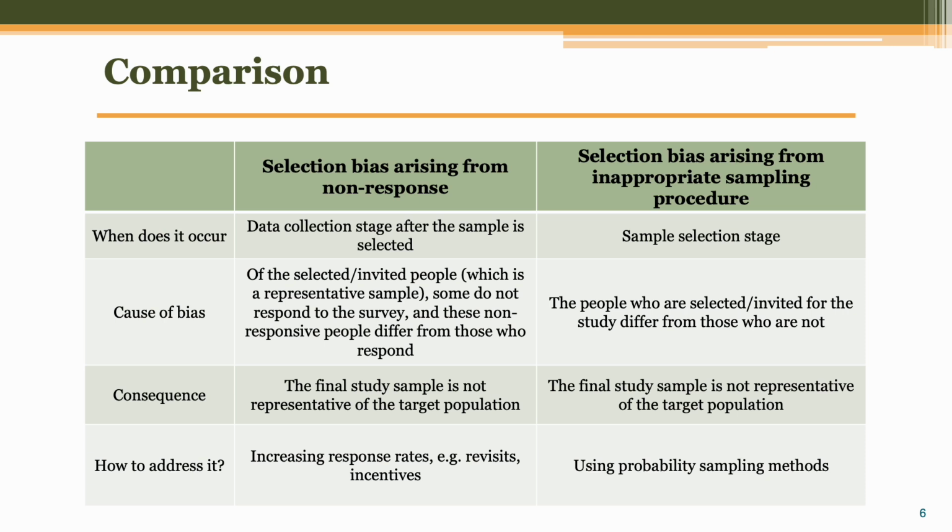Using probability sampling methods can help reduce selection bias arising from inappropriate sampling procedure. While for selection bias arising from non-response, taking various measures to increase response rates is the key.